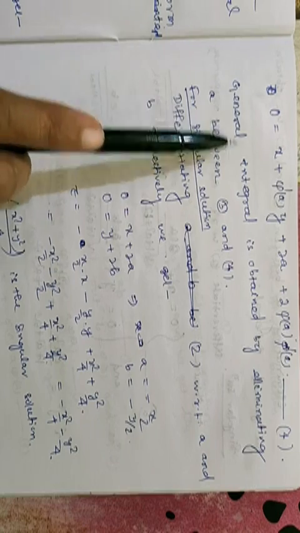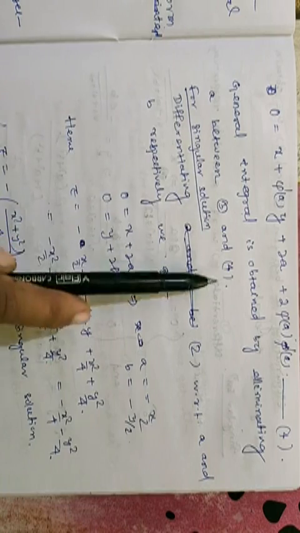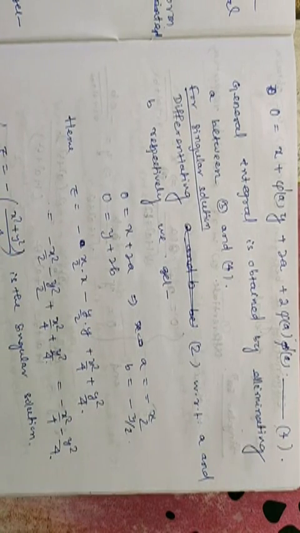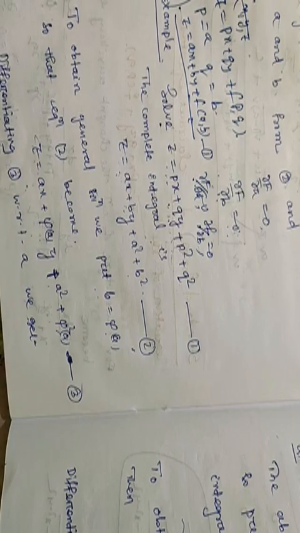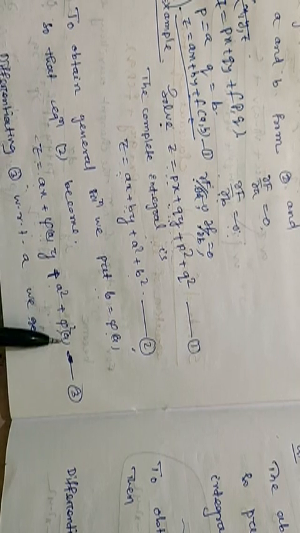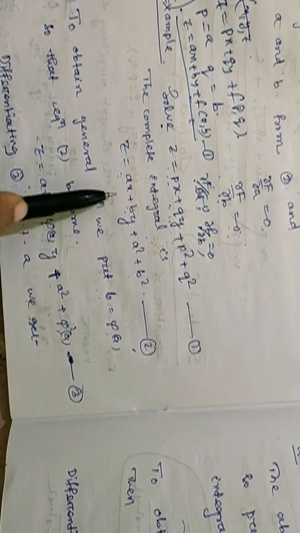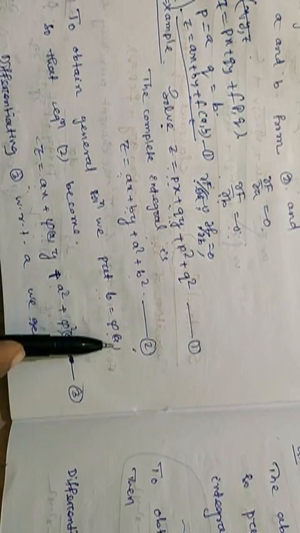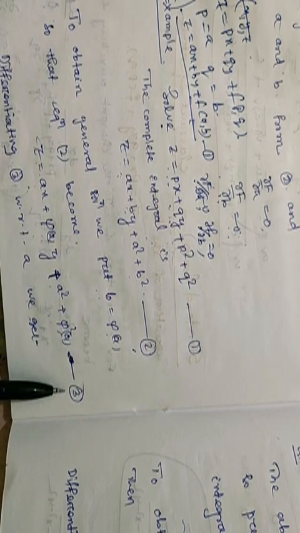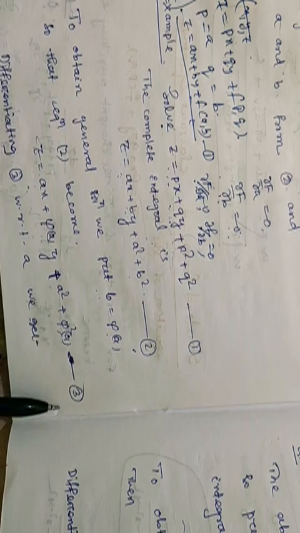Now what is the general integral? The general integral is obtained by eliminating a between 3 and 4. This is 4 and this one is 3: z is equal to ax plus phi(a)y plus a square plus phi square(a). In the complete integral, put b is equal to phi(a), that will be your 3. Then differentiate this with respect to a, that will be your 4. And eliminating a between 3 and 4 gives us the general integral.